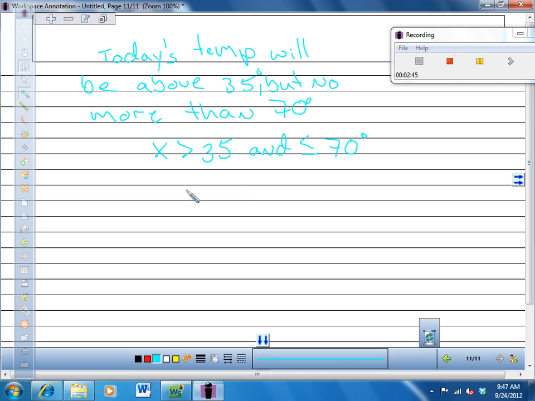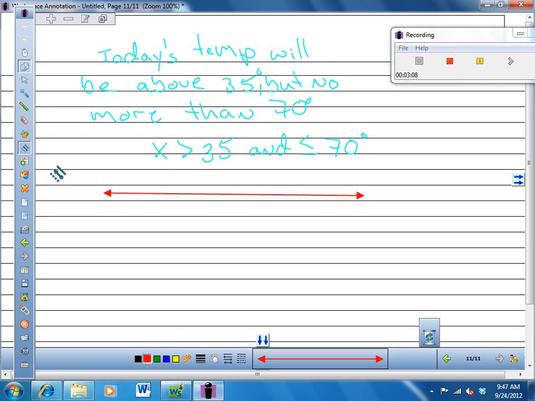And less than 70. Now, to graph this on a number line, you could put a 35 down here somewhere. Open circle or closed circle? That's an open circle, because this is your 35. And less than or equal to 70, like that. And then you shade in between. Kind of like that.